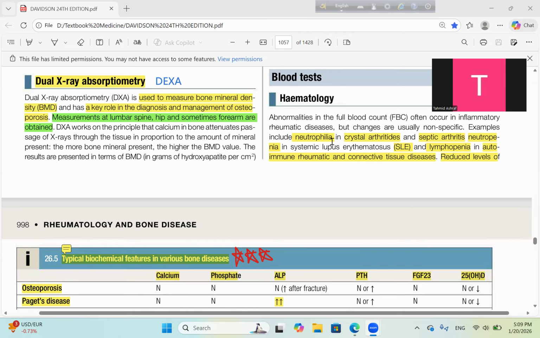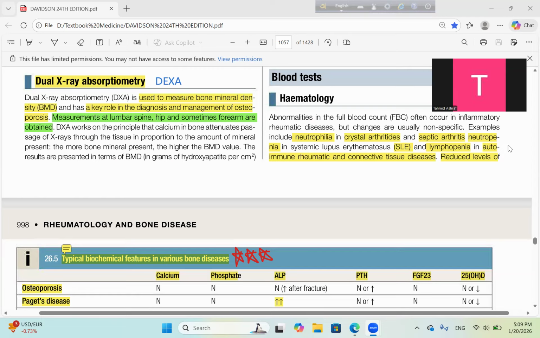Examples include neutrophilia. Neutrophilia means increased neutrophil count. So neutrophilia is seen in crystal arthritis. Crystal arthritis means gout, pseudogout, etc., and septic arthritis. So neutrophilia is found in two types of inflammatory conditions of the joint. They are septic arthritis and crystal arthritis.